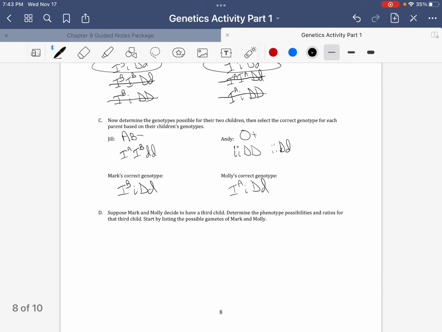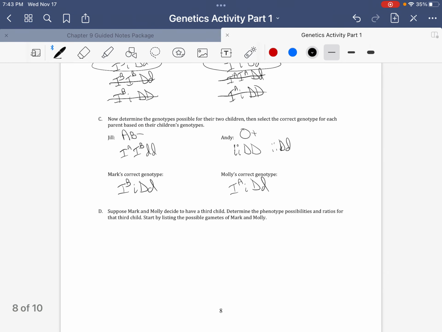Okay, suppose they want to have a third child. Determine the phenotype possibilities and ratios for that third child. Start by listing the possible gametes of Mark and Molly. So remember what we do here. I use this little arrow system to help kind of understand. So I'm taking the first allele for the first trait, combining it with the first allele for the second trait.